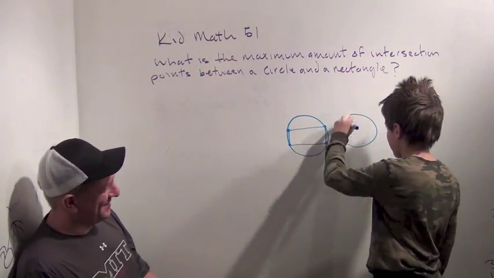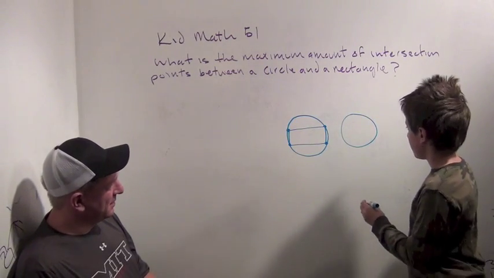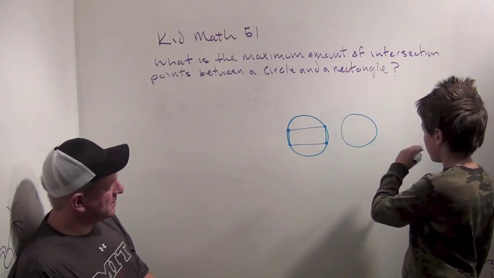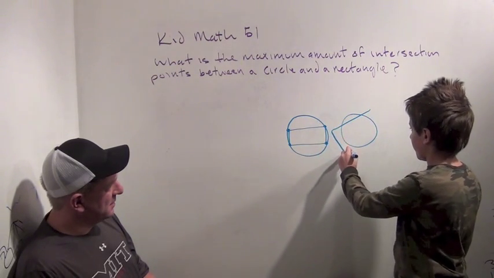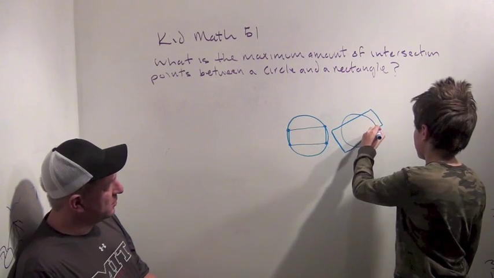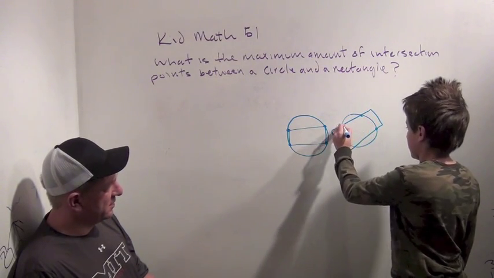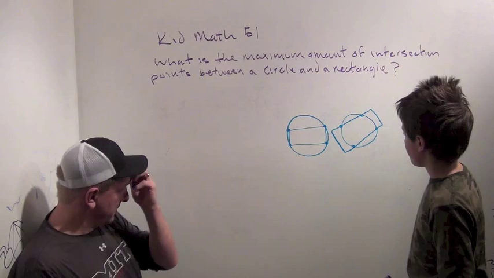Alright. So, back to this one. If we have a really big rectangle like this, ooh, there's 4 also. Still going to be 4. Interesting.